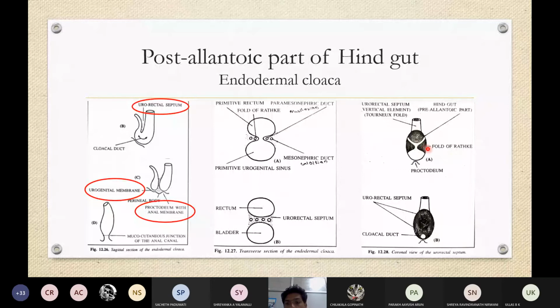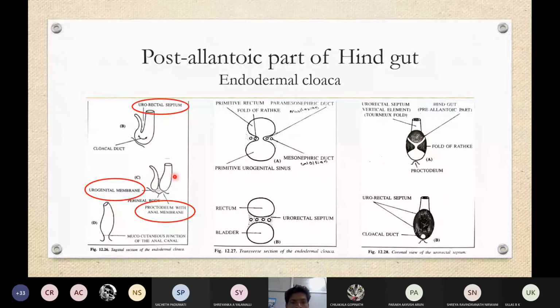So two folds of Rathke are there on the lateral side and one Tourneux fold is there. The Tourneux fold will grow inferiorly and Rathke's folds will grow horizontally, and all three together grow inferiorly. In that way, the urorectal septum will be completely formed to divide the hindgut into two different parts.